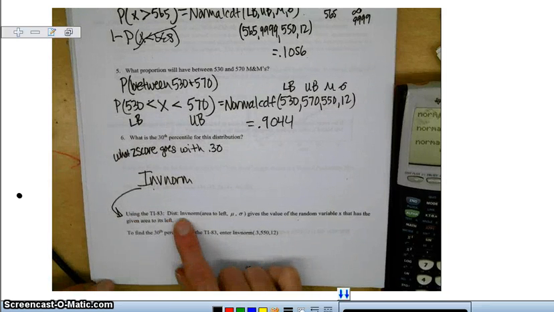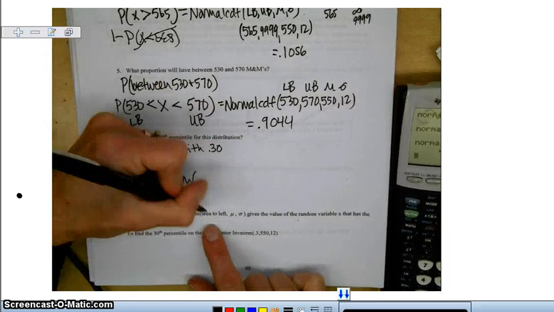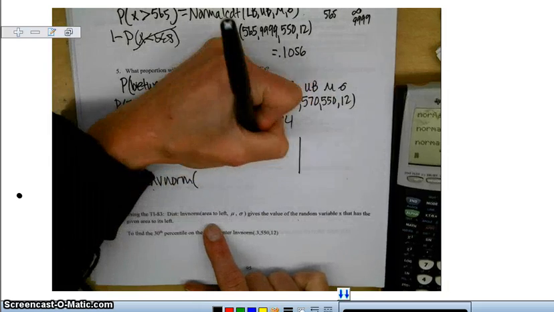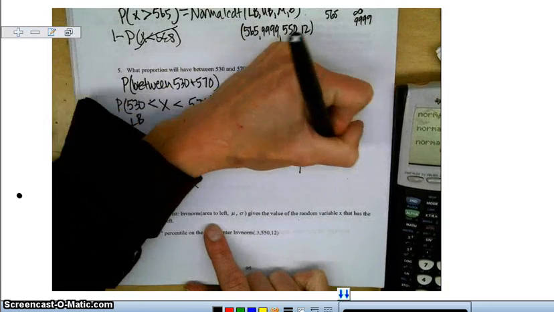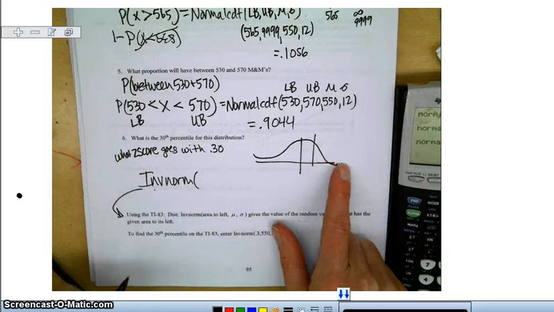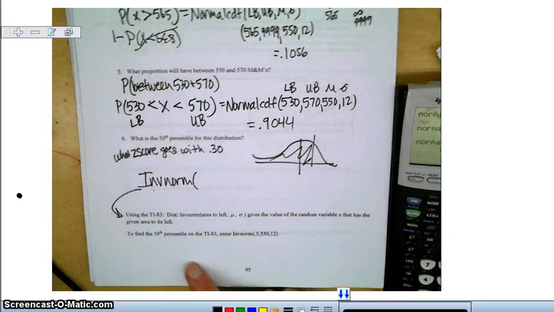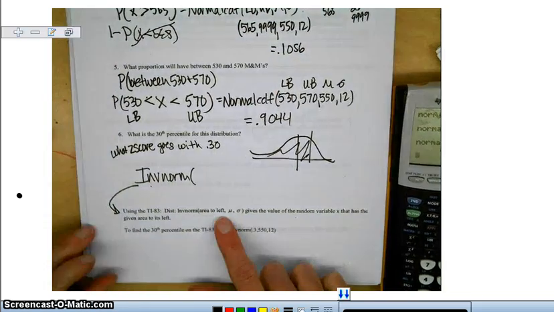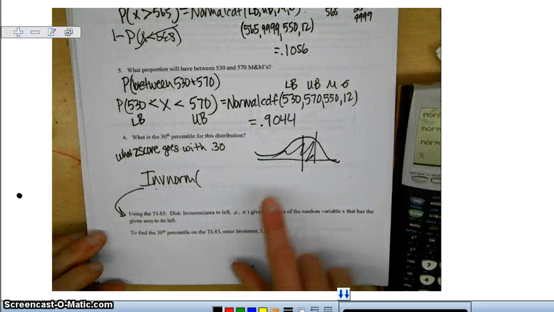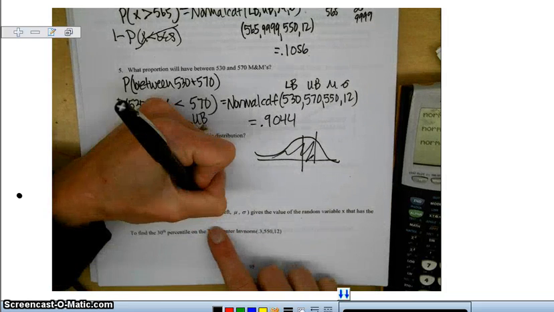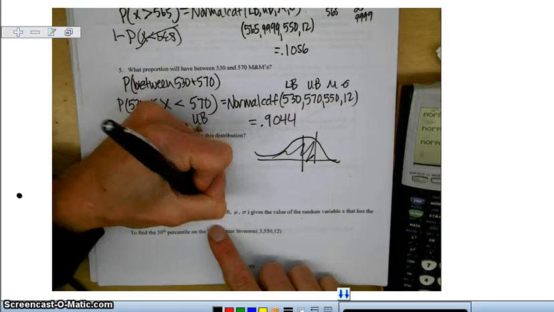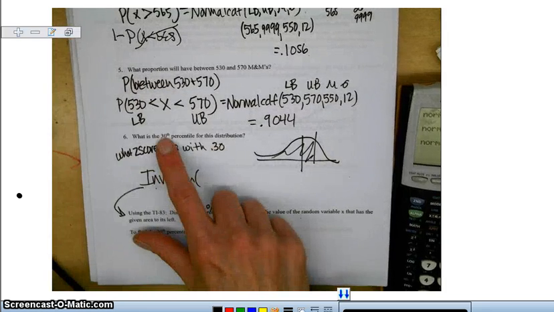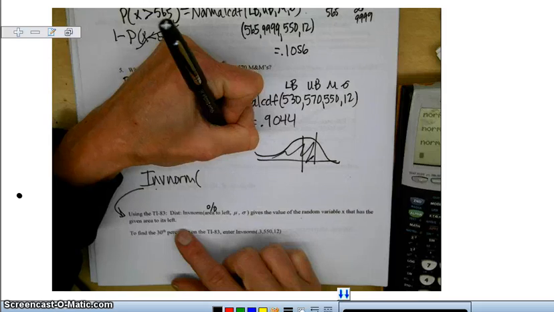So inverse norm is the first number you put in is the area to the left, so that would mean whatever you're shading, even if you're trying to find up here, you still have to do the area to the left, then the mean, then the standard deviation. The area is the percent that you're given. So the 30th percentile, this is the area.